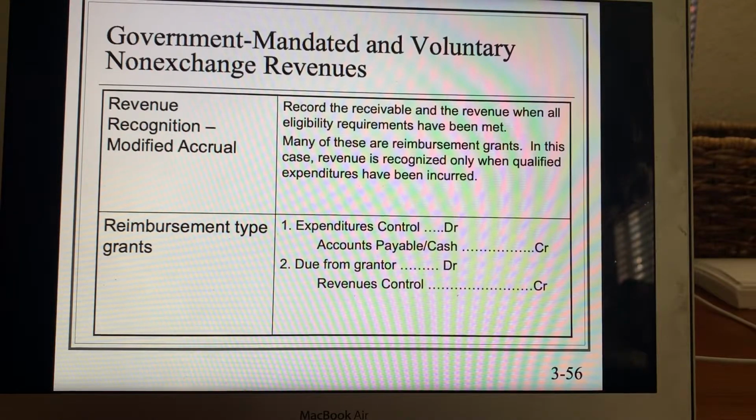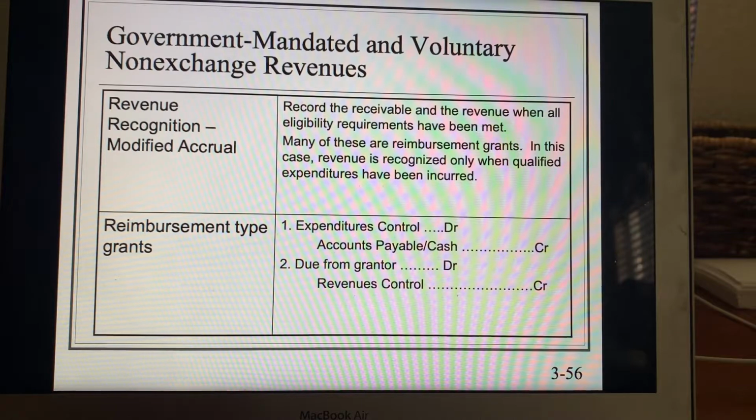Many of these are reimbursement grants. In this case, revenue is recognized only when qualified expenditures have been incurred. So for reimbursement type grants, expenditure control is debited, accounts payable or cash is credited, due from grantor is debited, revenue control is credited.